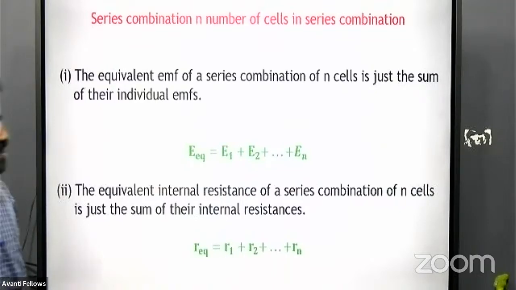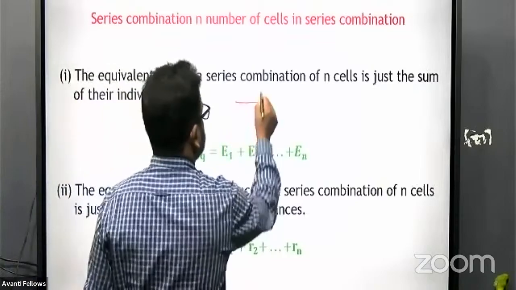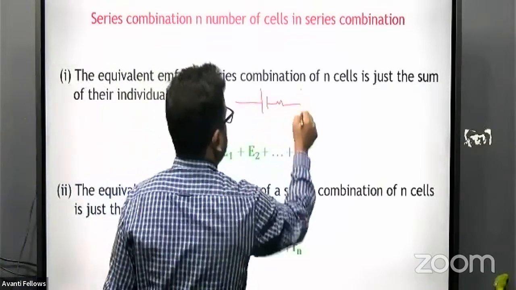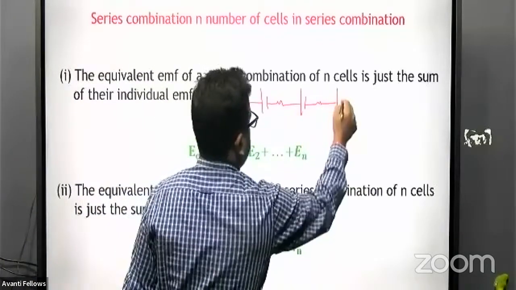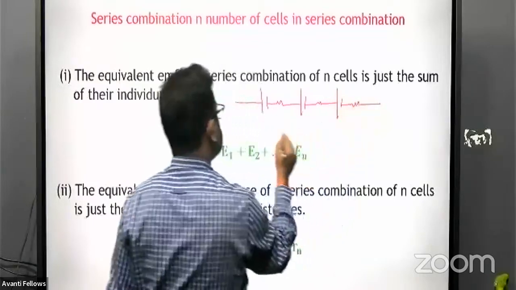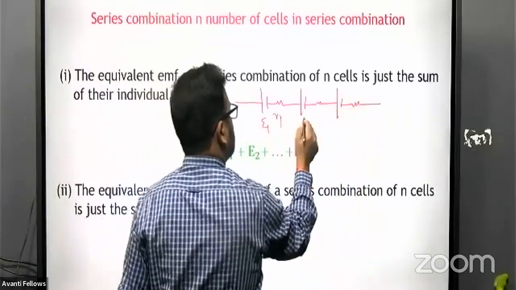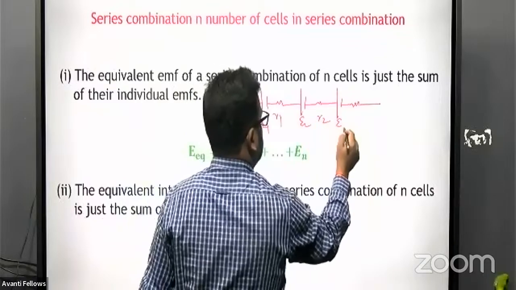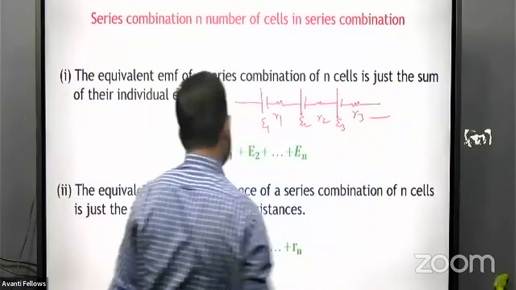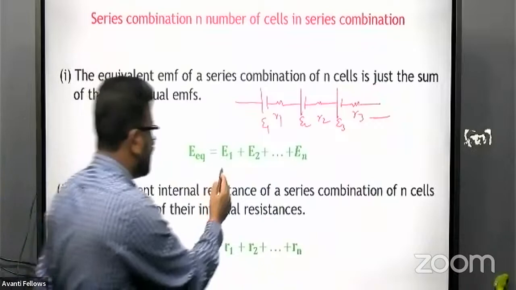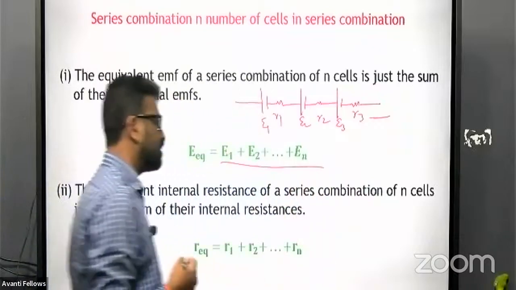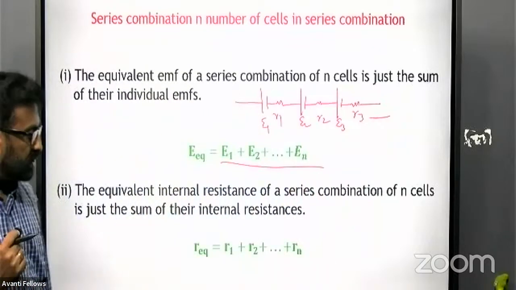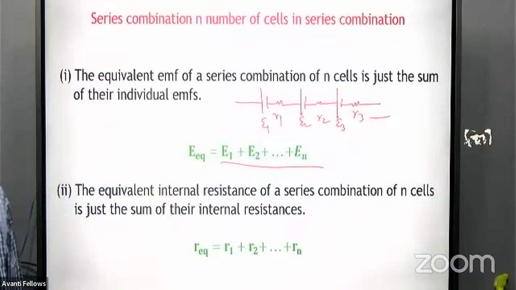So it is the sum of individual ones. It is just like this. Cells are there: E1, R1, E2, R2, E3, R3, like that. So many cells are connected in series. Their equivalent EMF is E1 plus E2 plus etcetera up to En, and internal resistance will be equal to R1 plus R2 plus etcetera up to Rn.